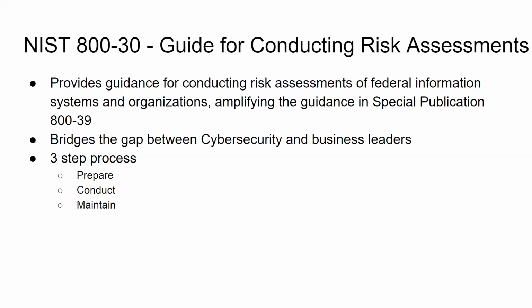So I kind of explained what RMF is and how the 837 is kind of the primary document for RMF. Now, this is one of the supplementary documents, this is the 830. This is actually a guide for conducting risk assessments. So the RMF was kind of just a general outline describing what RMF was, risk management, all that stuff. These kind of get into the different aspects of it.